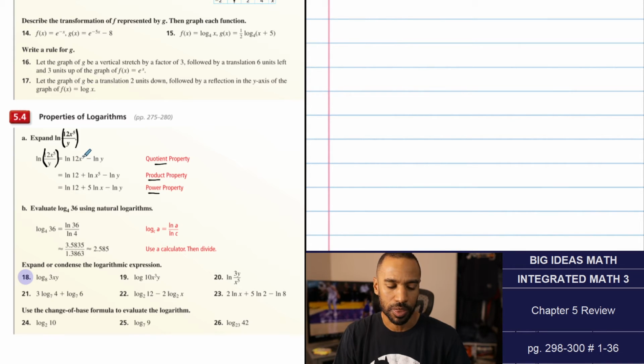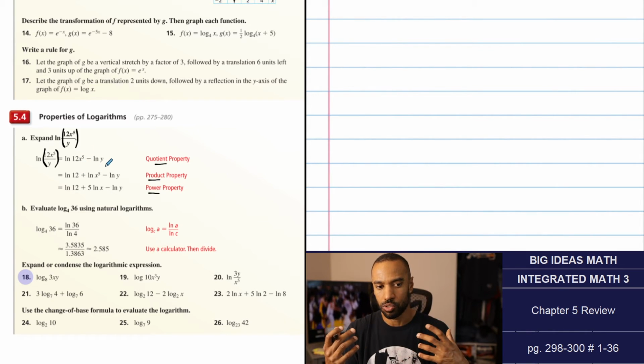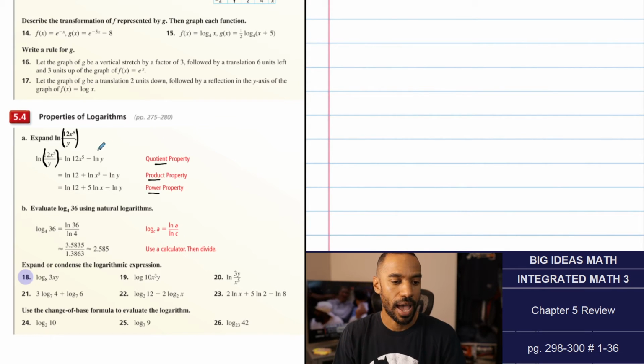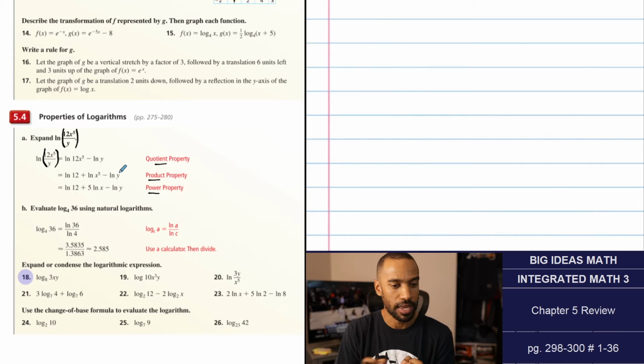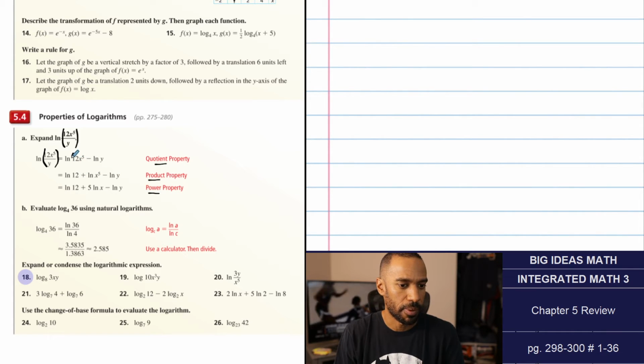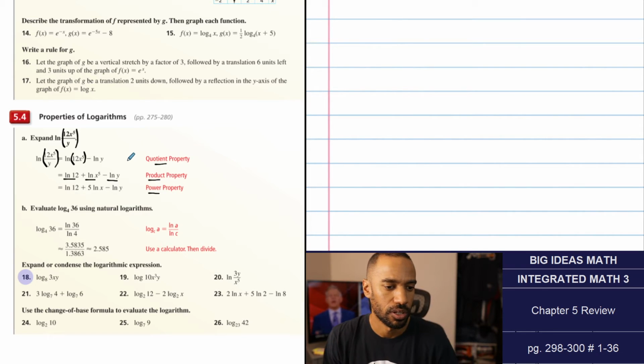Same with product property. 12 is multiplying with x to the fifth power, so we can separate those as two separate logs through expansion, where you add those two exponents as you would for two values of the same base when multiplied. As these are multiplied, you keep the base and you add the exponents, right? These are exponents here. So now it's this plus this minus this, all in their own natural log state.